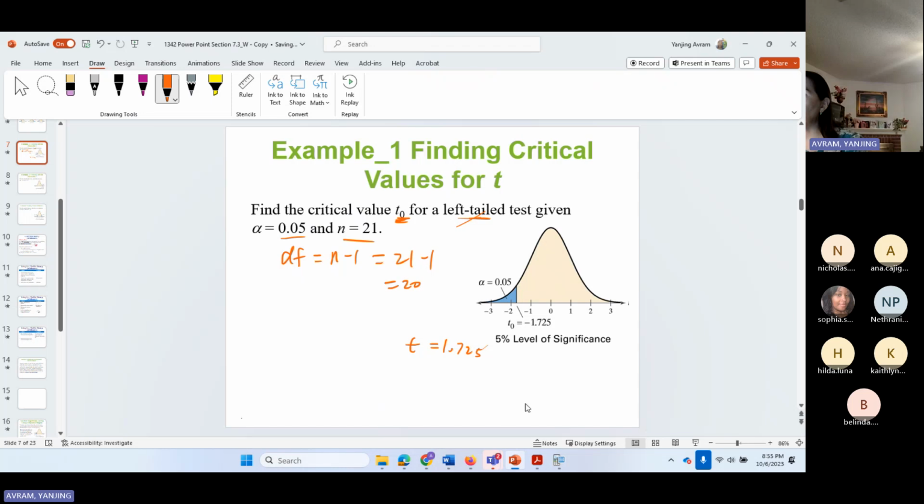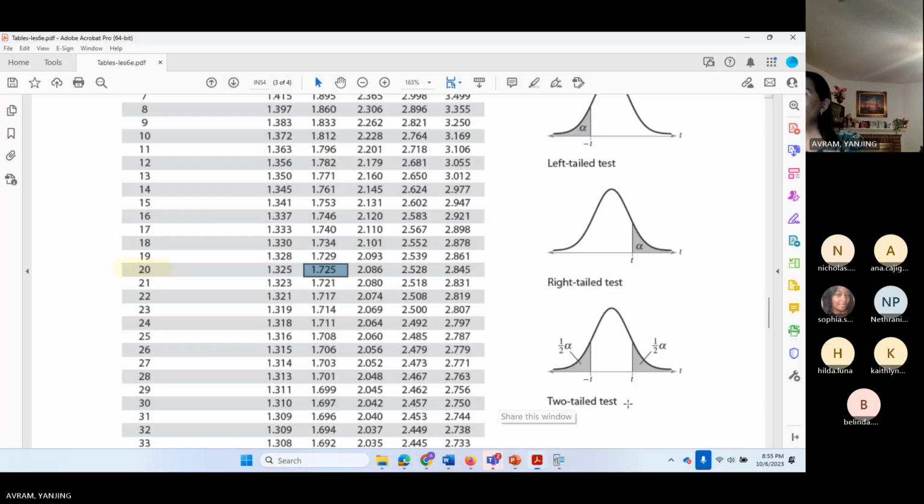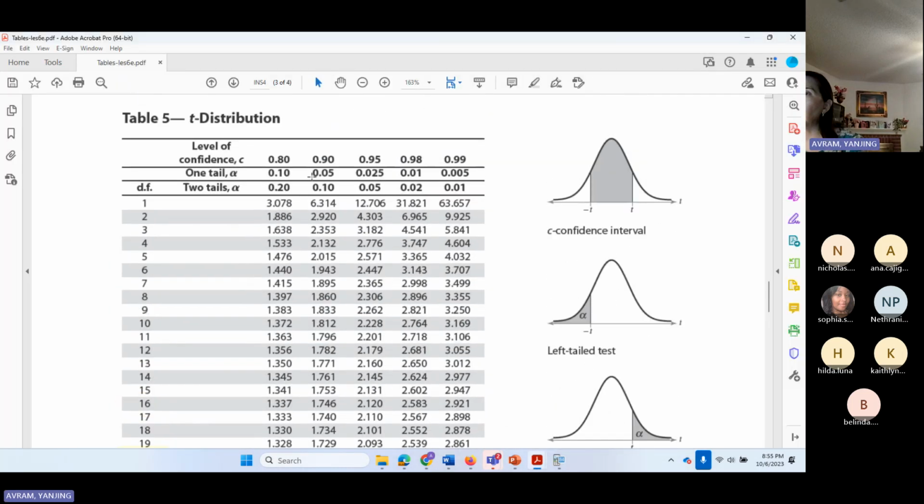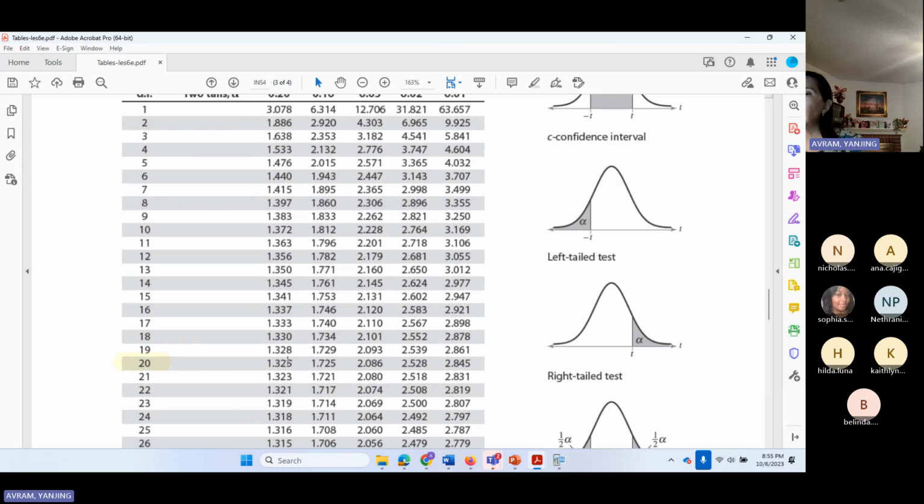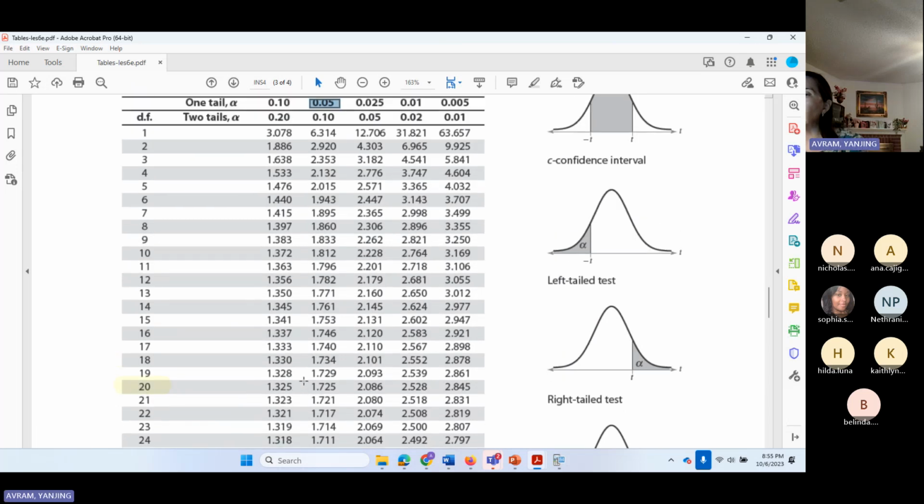You look at alpha is 0.05 right here, and then the degrees of freedom is 20, so that is 1.725. But if you have a left tail test, you must add a negative on your own.